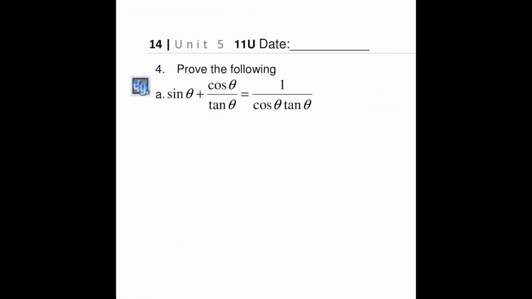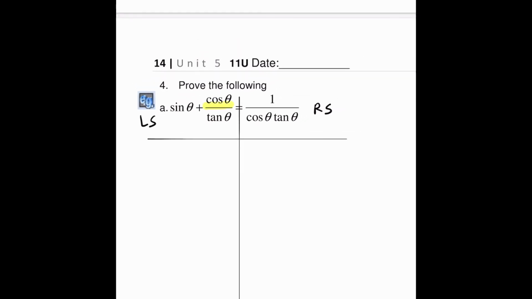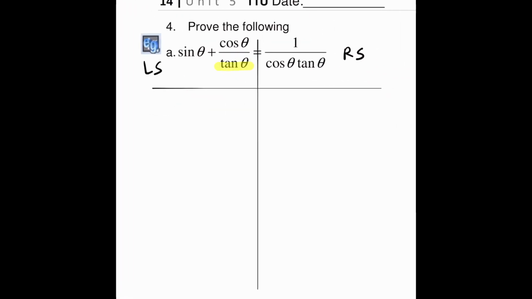Number 4A, prove the following. Sine theta plus cos theta divided by tan theta equals 1 divided by cos theta tan theta. So one thing I noticed is both sides seem like they need to be simplified a little because they both look a little complicated. So first step that I'm going to do is try to get rid of that tan theta. Remember how I said that we want to get our terms in terms of sine theta or cos theta, or the primary trig ratios including tan theta, but tan theta is also the one that we usually switch out of to get to sine over cos theta.